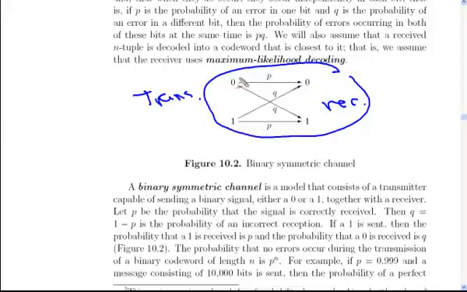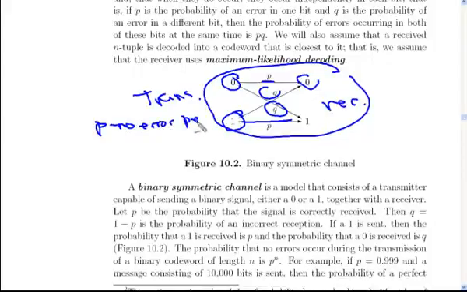Okay, so what this says is if 0 is transmitted, then there's a probability P that 0 is received and a probability Q that 0 is not received. On the other hand, if 1 is transmitted, there's a probability P that 1 is received and a probability Q that 0 is received. Okay, so notice that this Q is the error probability, the P is the no error probability. It's the probability that any given bit will be transmitted correctly, and Q is the error probability.